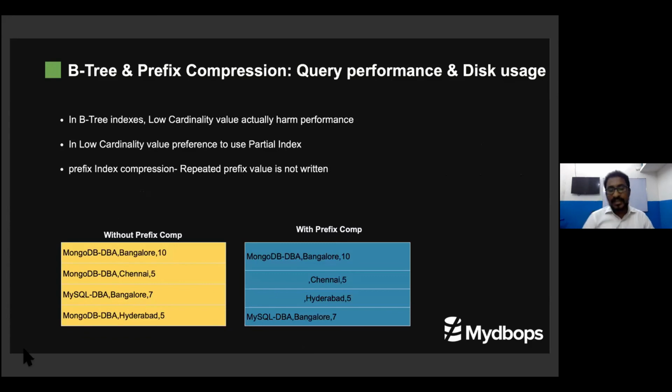Next, prefix compression and how it helps query performance and disk usage. When you create an index on a low cardinality value, it will actually harm you. If I have a sex field in my collection, with 50% male and 50% female, and you create an index and run a query, you don't get the full capability of the index, because a 50% cardinality ratio won't help you.